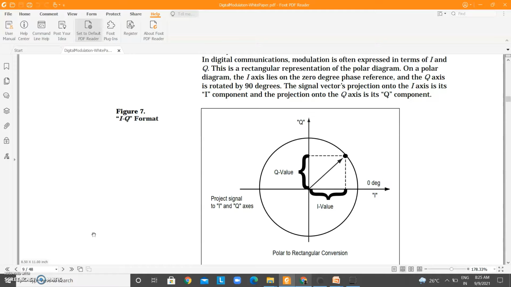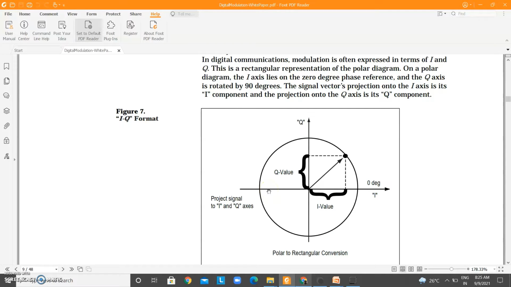So for symbol 0, you will have a signal of 0 phase. For 1 you will have a signal of 180-degree phase. So it will be 2 points, 1 point here and 1 point here, and they have I component alone. They don't have any Q component.